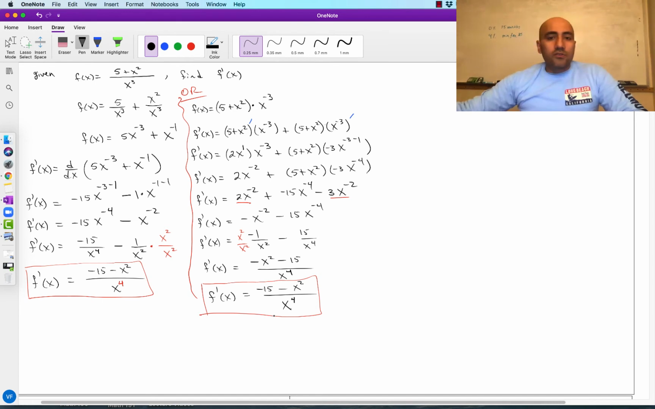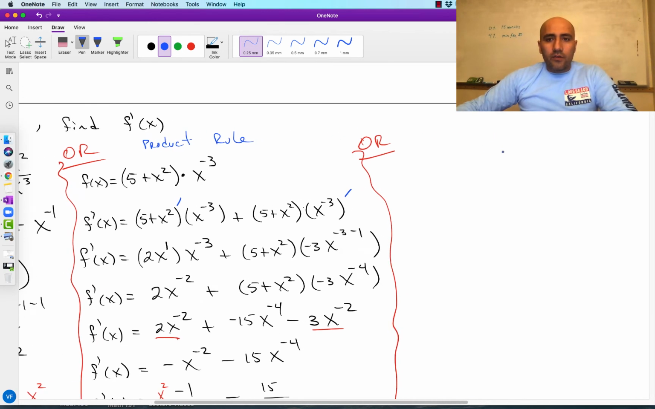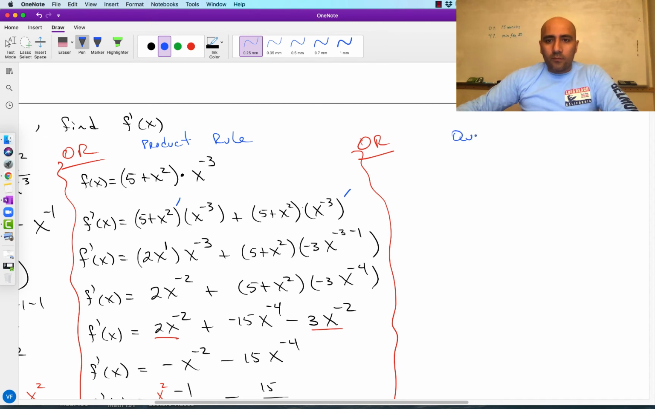So now, just for fun, let's do it a third way. Now that we are armed with the quotient rule, we know that we can use that as well. So I'm going to use the quotient rule over here. So let's call this, here, let me zoom in. Say this one is by the product rule. Whereas over here, we're going to use the quotient rule.